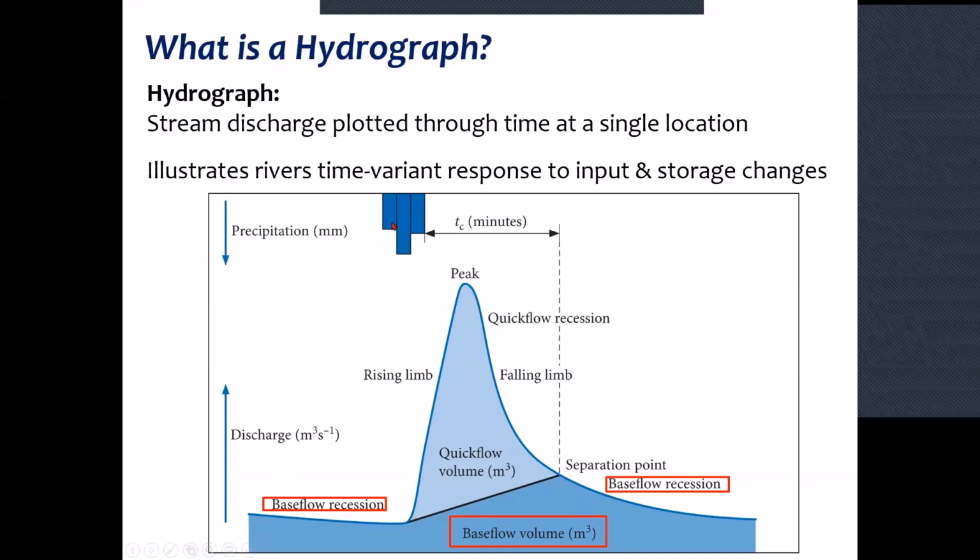Then we get the input from the rainfall, so it starts to rise, and this is the rising limb. Then at some point after the event, after the rainfall, it will peak, and after that peak, we will see a falling limb. So these are just terms for the components of the hydrograph. And so this period from the peak downwards is known as quick flow recession. Different textbooks, different papers, different communities might use slightly different terms, but these are generally recognized fairly typical terms.